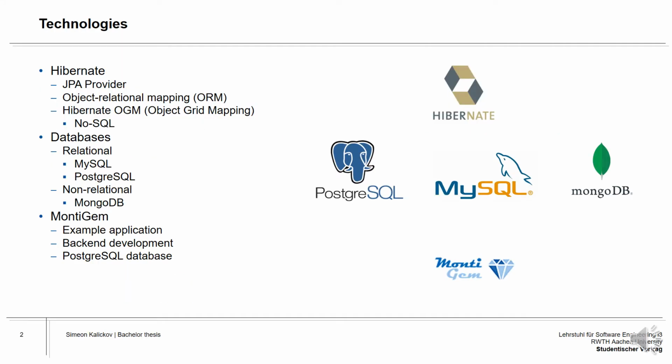A number of technologies were used throughout this work. Hibernate is a framework for Java representing the object relational mapping and is also a JPA provider. This means exactly that it converts data between an object model representation and a relational data model representation. It also provides the Hibernate OGM engine, which is built for mapping to NoSQL databases.